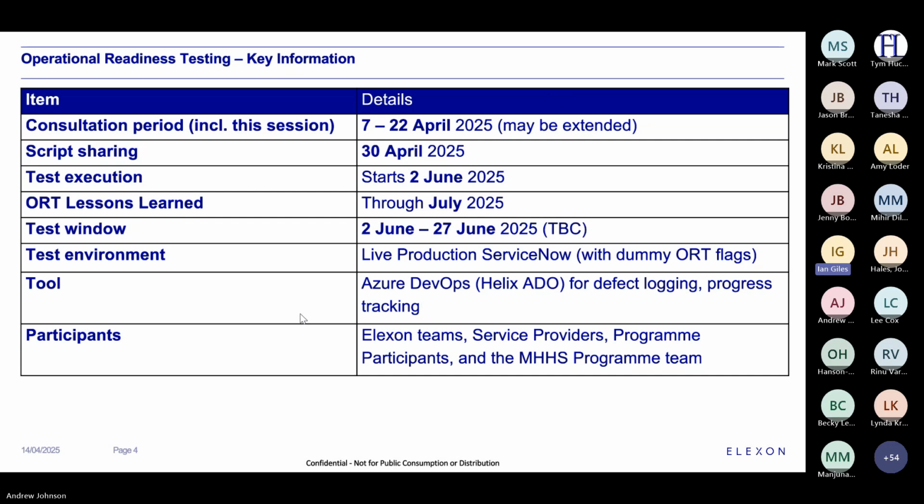Any defects we'll use Azure DevOps for any defect logging, and participants, in terms of program participants, are the Elexon teams and the MHHS program team. Does anybody have any questions on that?